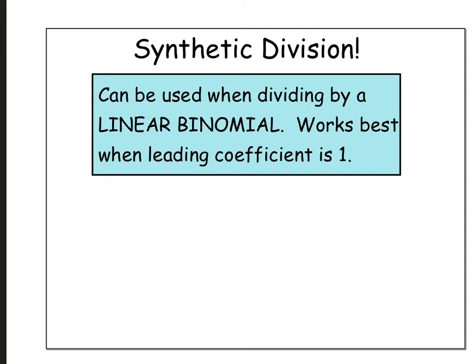But anyway, synthetic division is another method. It's a lot quicker, a lot simpler, but it can only be used when we are dividing by a linear binomial. Okay, so we can't do it if you're dividing by a quadratic or anything other than a linear function with 2 terms in it. And it's going to work best when the leading coefficient is 1. So let's look at an example how it works and then see there is a way to kind of work around this last requirement of it.